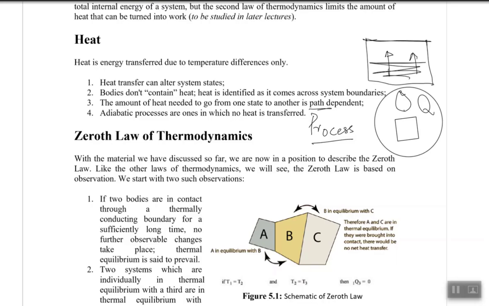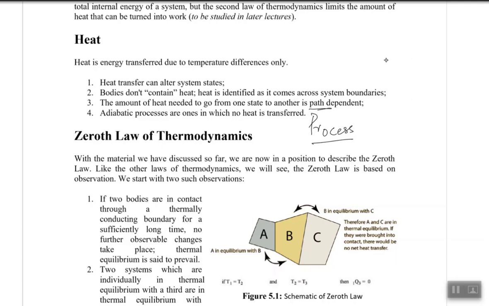So in a simple way, what I'm again saying is that the amount of heat needed to go from one state to another state is what we call path dependent, that means process dependent. So we can say that in one process we will have a different amount of heat, while in another process we will have a different amount of heat.